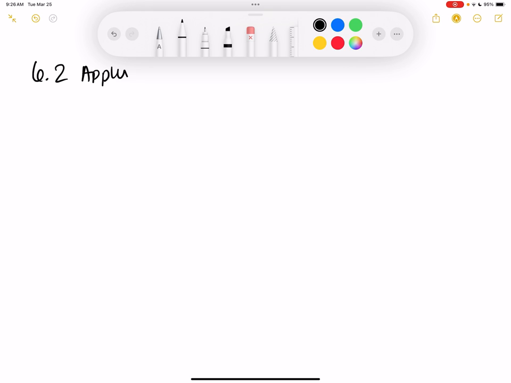All right, 6.2, apply properties of rational exponents.